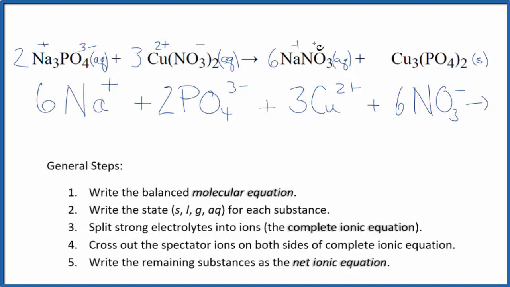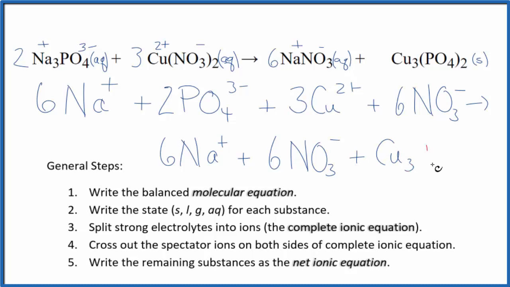For the products, we've got 6 sodium ions, just like in the reactants, plus 6 nitrate ions, and then copper(II) phosphate. We're not going to split this apart because it's a solid. We don't split those apart in net ionic equations, so we just have our copper(II) phosphate here all together. And this is the complete ionic equation.